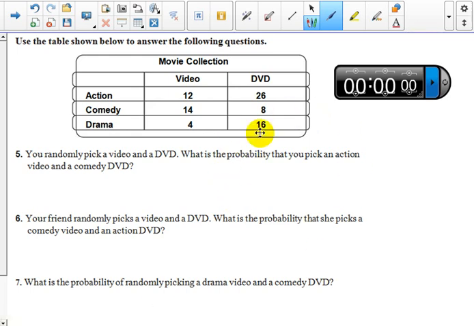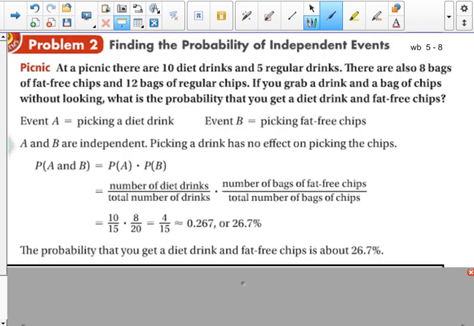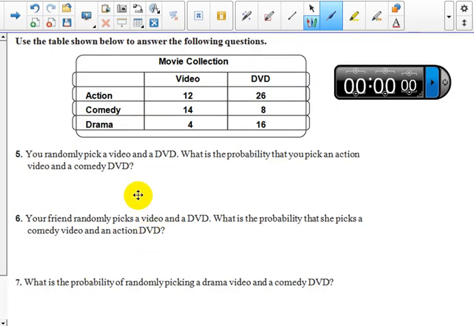All right, let's look at our numbers 5, 6, 7, and 8. Go with this problem. We're not going to work them all in class. Let's look at the first one, though. Use the table shown below to answer the following questions. So number 5 says you randomly pick a video and a DVD. So here's our videos, there's our DVDs. What's the probability that you pick an action video and a comedy DVD? So action video, comedy DVD.